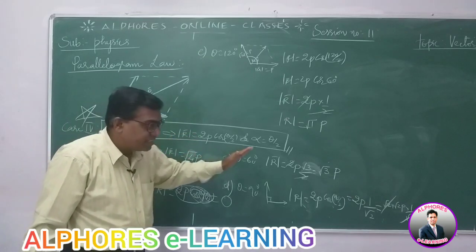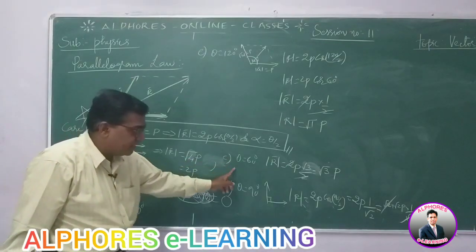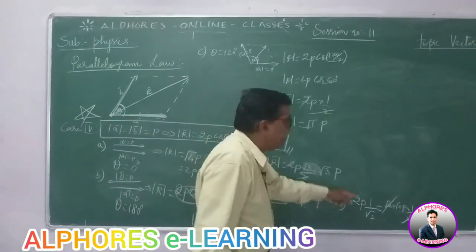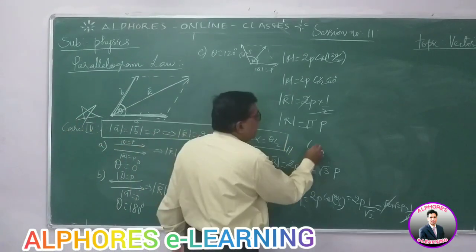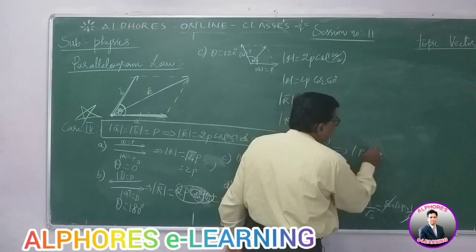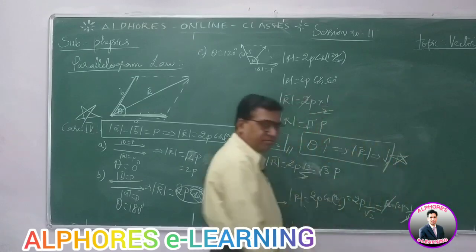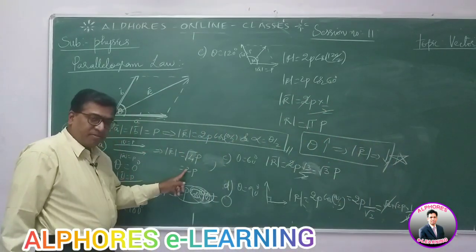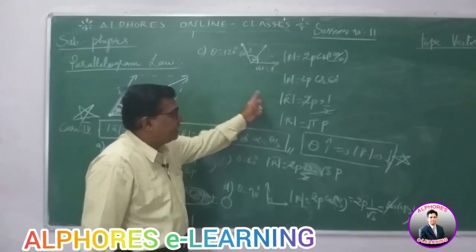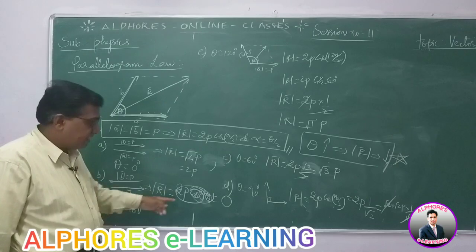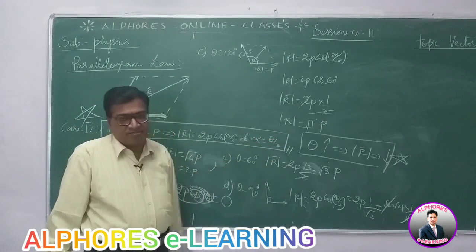The magnitude is decreasing as the angle is increasing. Theta 0, 2p; 60, root 3p; 90, root 2p; 120, root 1p; 180, root 0p. As the angle theta increases, the magnitude of the resultant decreases. A very important piece of information. You see, when theta is 0, 2p. When theta is 60, root 3p. When theta 90, root 2p. When theta 120, root 1p. When theta 180, 0p. As theta is increasing, the magnitude is decreasing.